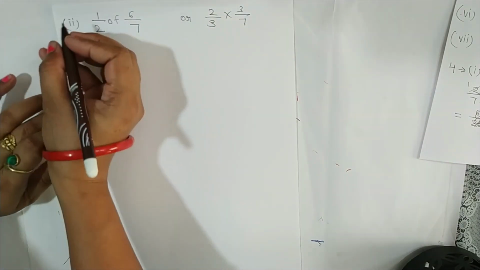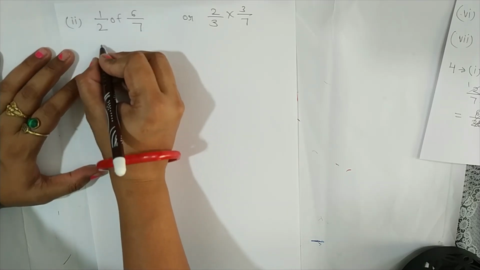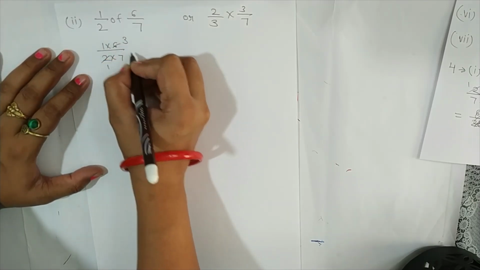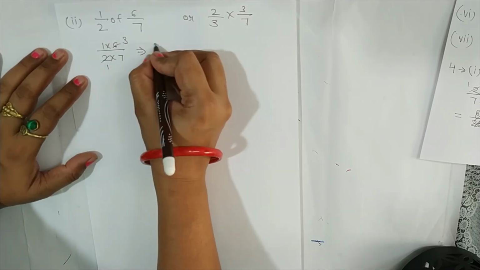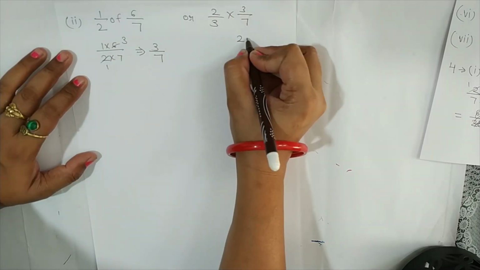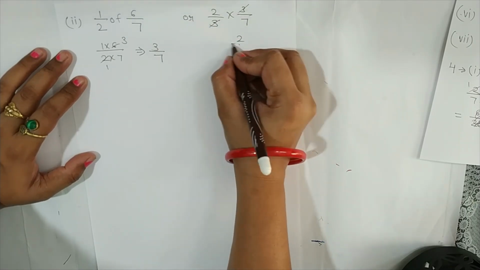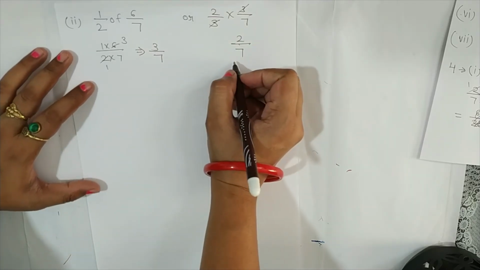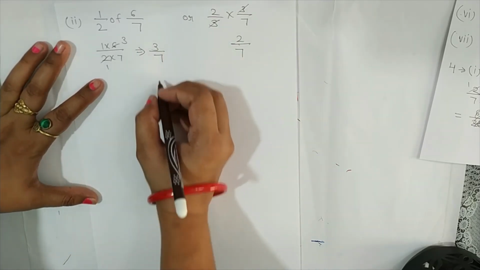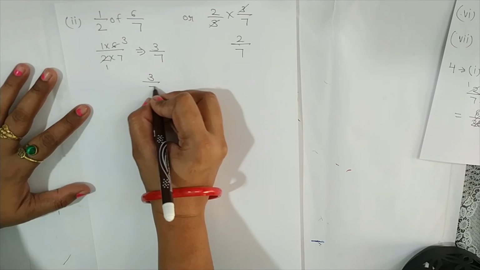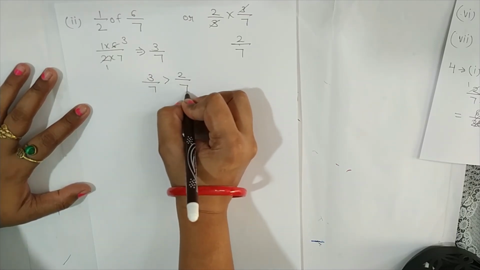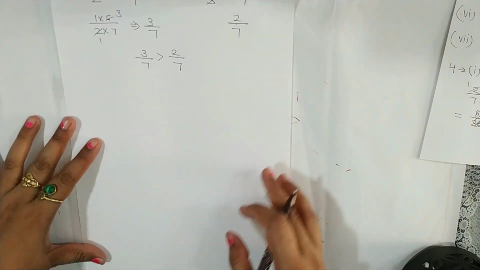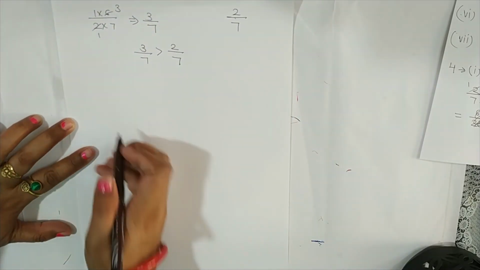Now this will be 1 into 6 upon 2 into 7. 2 1s are 2, 2 3s are 6. So it will be 3 upon 7. Now here 3 and 3 will be cancelled. So 2 upon 7. Here denominators are the same, so we have to compare the numerators. So 3 by 7 is greater than 2 upon 7. It means 1 by 2 of 6 by 7 is greater.